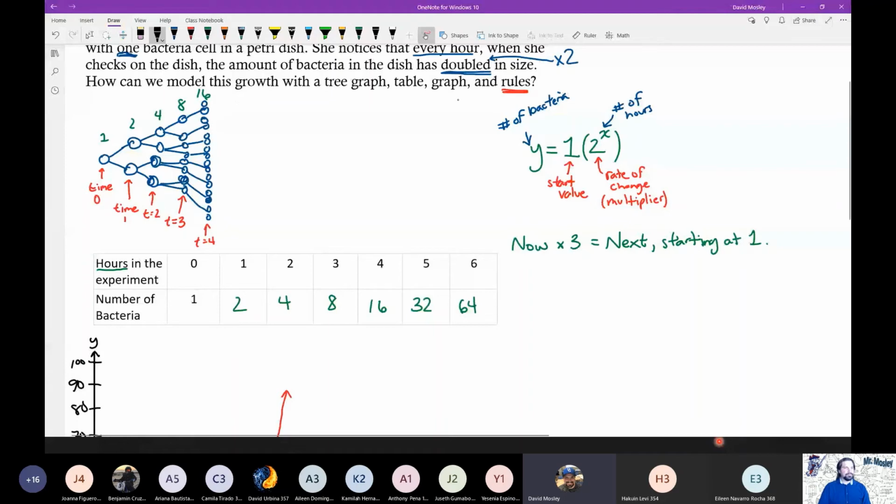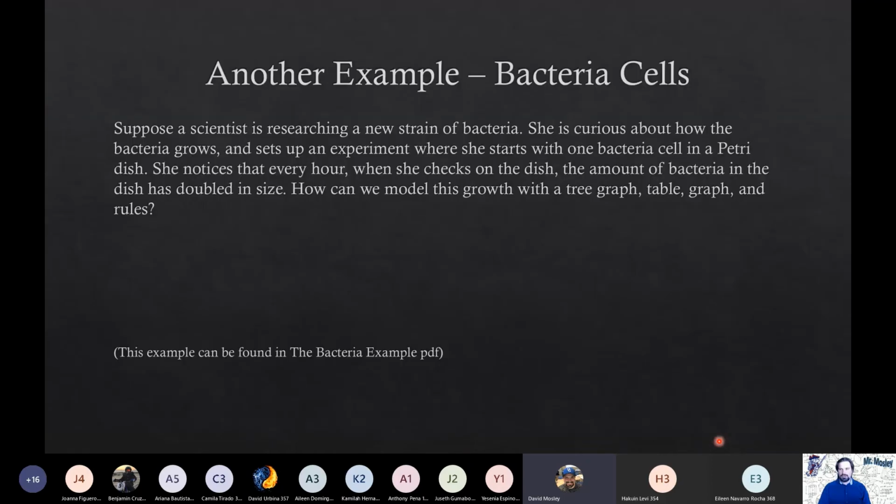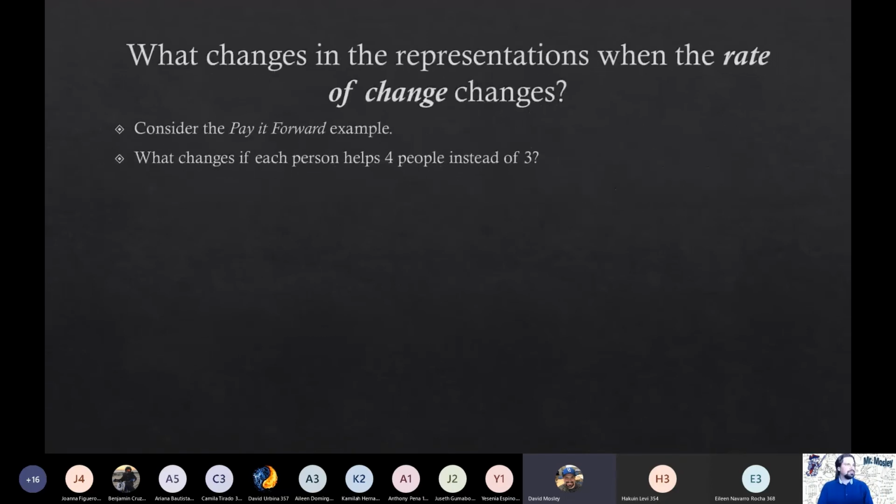Okay. All right, so then back to this one. All right, so we did our example here, bacteria cells. We are now moving on to the concept of what changes now when the rate of change changes. Right? So if we're thinking about our pay it forward example, right?